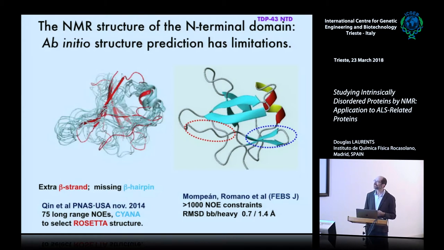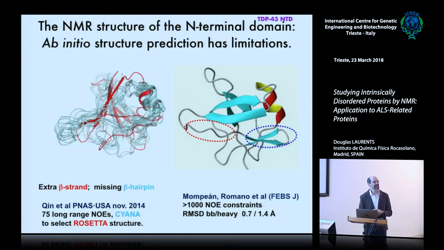So what they had done, I should mention that the N-terminal domain is not an easy protein to produce. So we really have to congratulate you here for producing this domain. It has a high tendency to aggregate. It's not especially stable. And so in Singapore, they weren't able to measure very many NOE signals. These are the signals that you need to calculate the structure. They only were able to obtain 75.